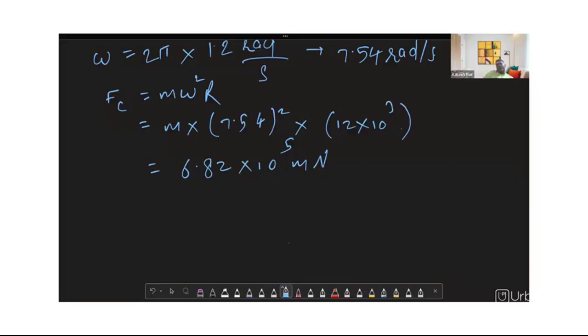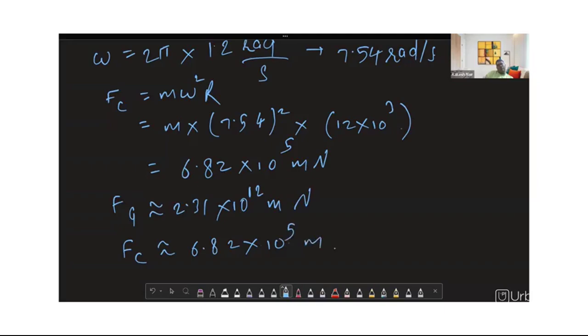Students need to practice the mathematical part of it till grade 10. Your mathematics should be good. Your basics should be good, because that's expected from a grade 11 candidate. Fg is 2.31 into 10 raised to power 12 m Newton. And then we have Fc to be 6.82 into 10 raised to power 5 m Newton. So what could be done?